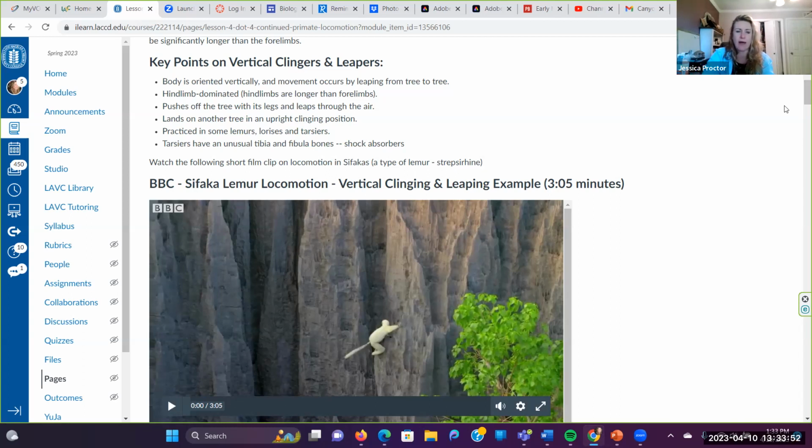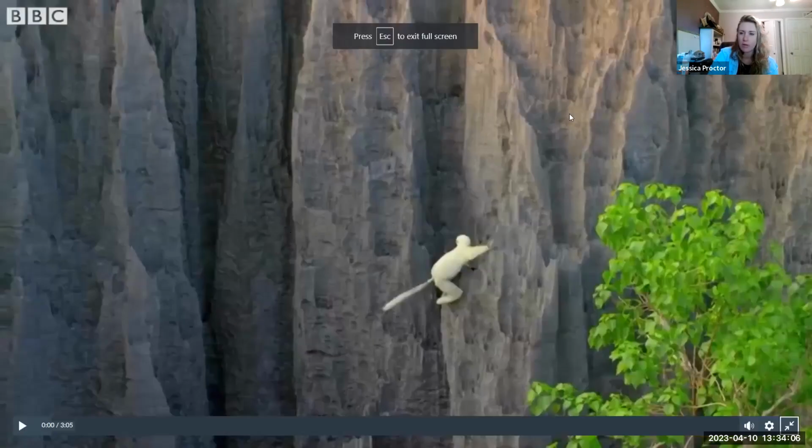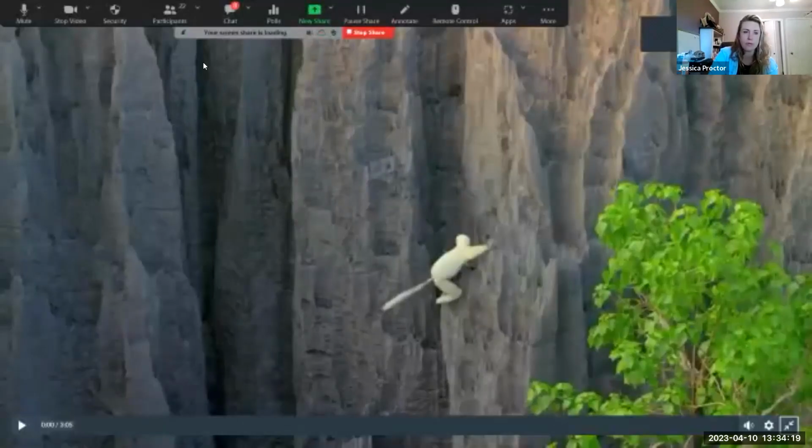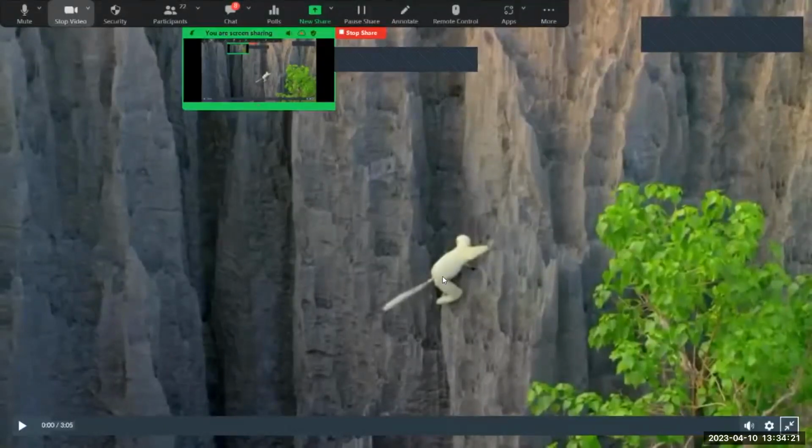This is practiced in some lemurs, lorises, and tarsiers. And the tarsiers also have an unusual tibia and fibula bone. So the tibia, that's the shin bone, and then the fibula, that's the long skinny bone that's lateral to the side of the tibia. So let's watch this clip because it's a pretty interesting, cool form of locomotion. So this is what we see only in the lower order strepsirrhines. Let me make sure I optimize for sound clips here. And then I will show you this clip.